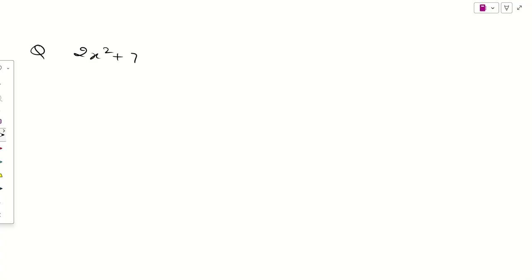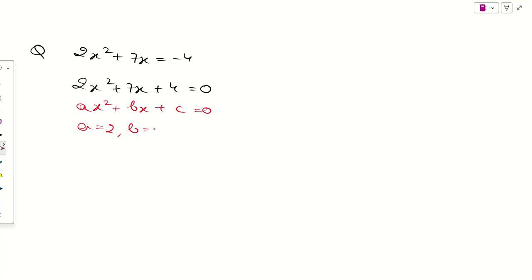Now, if I take one example, can you apply the quadratic formula here? It is not in standard form, right? If there are numbers on the right hand side, the quadratic formula wouldn't work. All numbers should be on the left hand side, plus equals to 0. Now you can apply the quadratic formula. First you have to compare it with the standard form. Your A will be 2, B is 7 and C is 4.